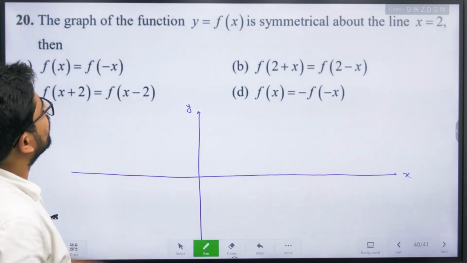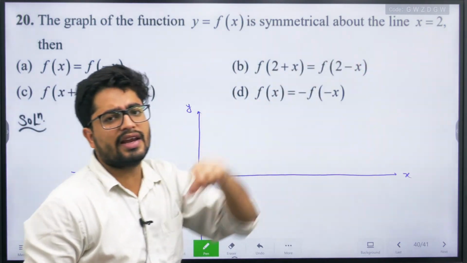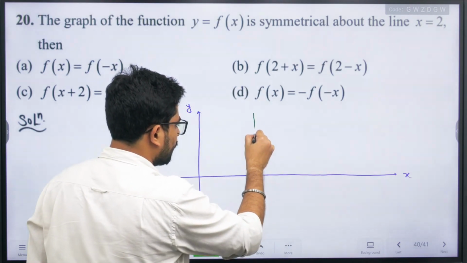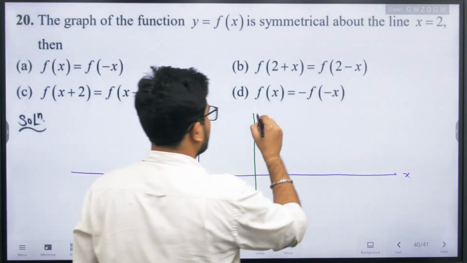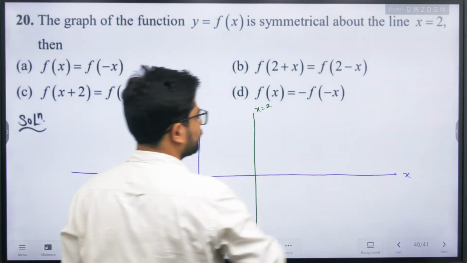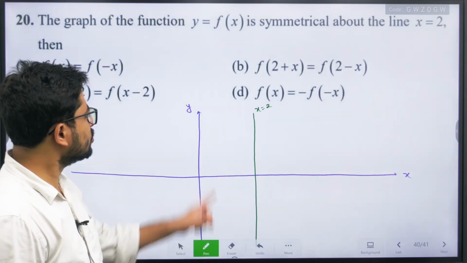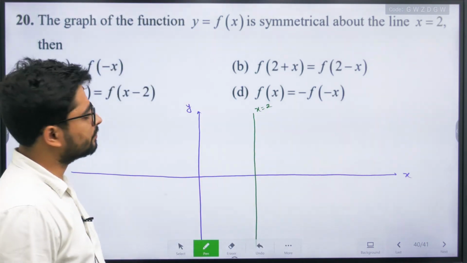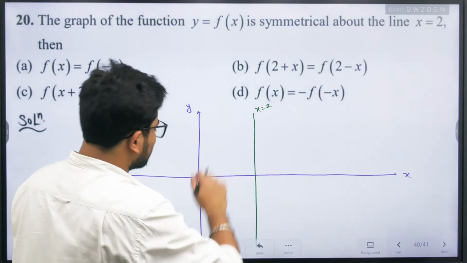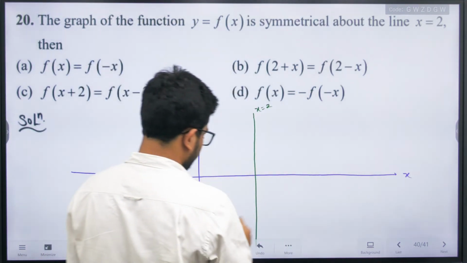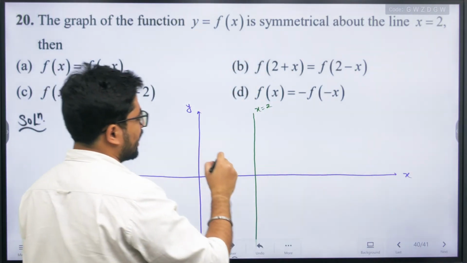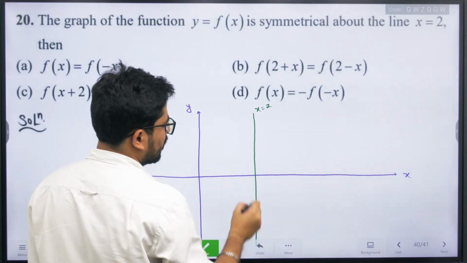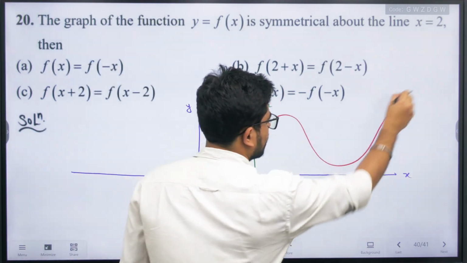Now the graph of f(x) is symmetric about the line x equal to 2. So x equal to 2 is somewhere here. Yes or no? The y-axis is x equal to 0, so x equal to 2 is parallel to this. Now your graph is symmetric, so let us assume the graph is like this, or let's say this kind of graph.